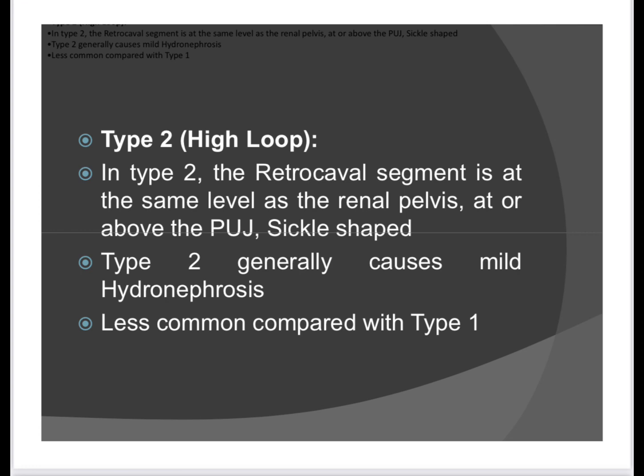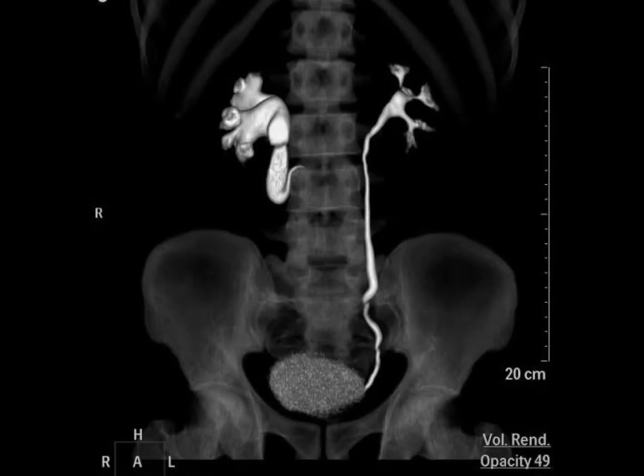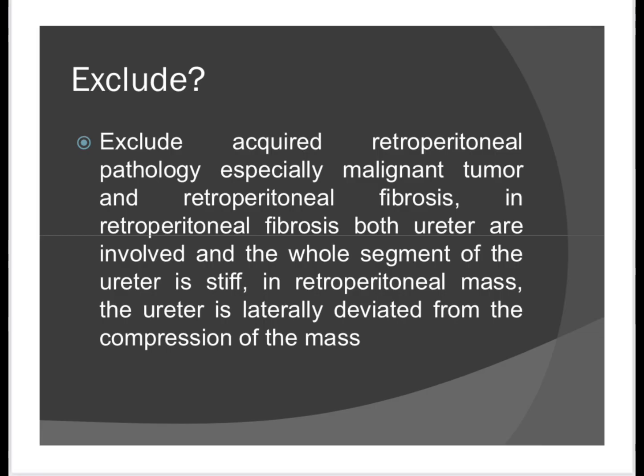Now, this is also important: when you are looking into the IVP, you must look into the deviation of the ureter, and you should exclude the other acquired causes of retroperitoneal pathology that lead to the deviation of the ureter. For example, retroperitoneal fibrosis also leads to the deviation of the ureter. A retroperitoneal mass can also lead to deviation of the ureter. So how to differentiate it?